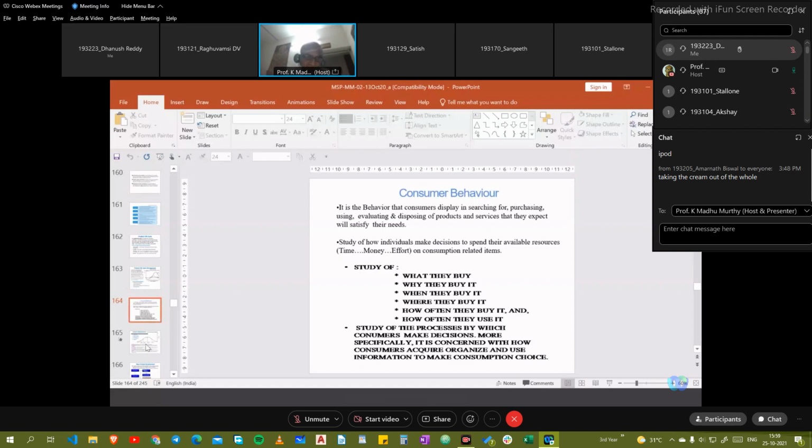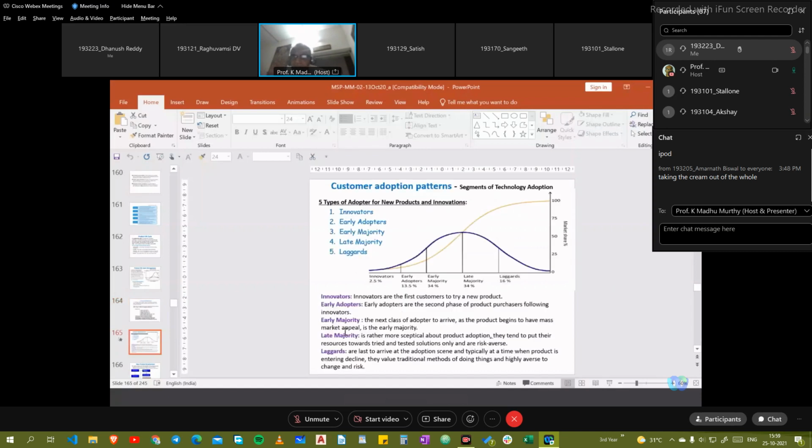Now, let me tell you that amongst the consumers, if I consider the consumers as a bell curve, I again have 5 different categories of people. The first one, which is only about 2.5% of people, are known as innovators. The second set of people are called early adopters, who are 13.5%. The early majority is 34%, and the late majority is again 34%. That's a great majority. Early and late majority put together is about 68%. And the laggards are 16%.